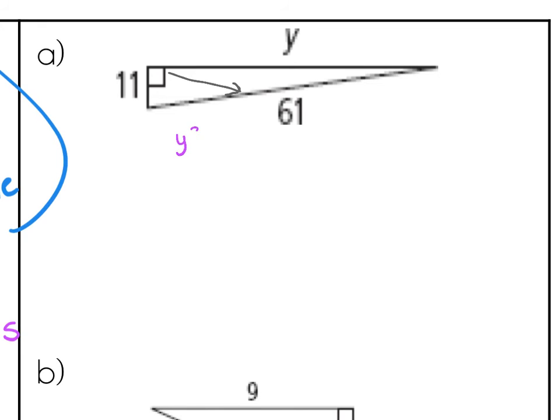So I'd get y squared plus 11 squared, or 11 squared plus y squared, that doesn't matter, equals 61 squared. Y squared plus 121 equals 61 squared, which I'm going to cheat off of you.